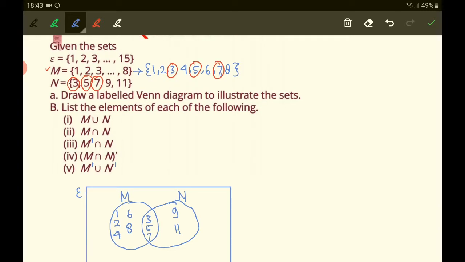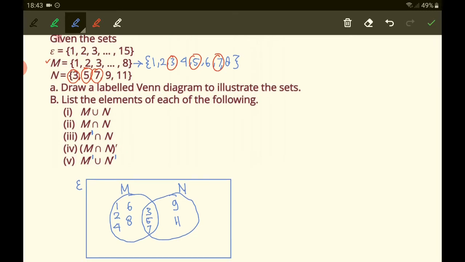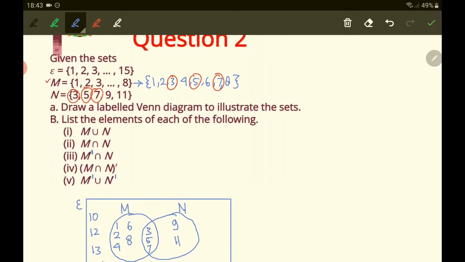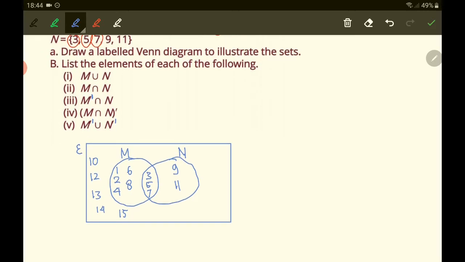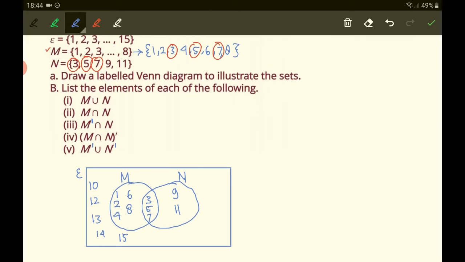And then after that we try to list all the remaining elements which are part of the universal set but not inside the circles. So let me try 1, 2 already there, 3, 4, 5, 6, 7, 8, 9, and then 10. 10 is not here, so I just want to write 10, and then 11 already there, and then 12, and then 13, 14, and 15. Because the universal set goes until 15. So done. So this is the Venn diagram. Okay, this is how you draw a Venn diagram.